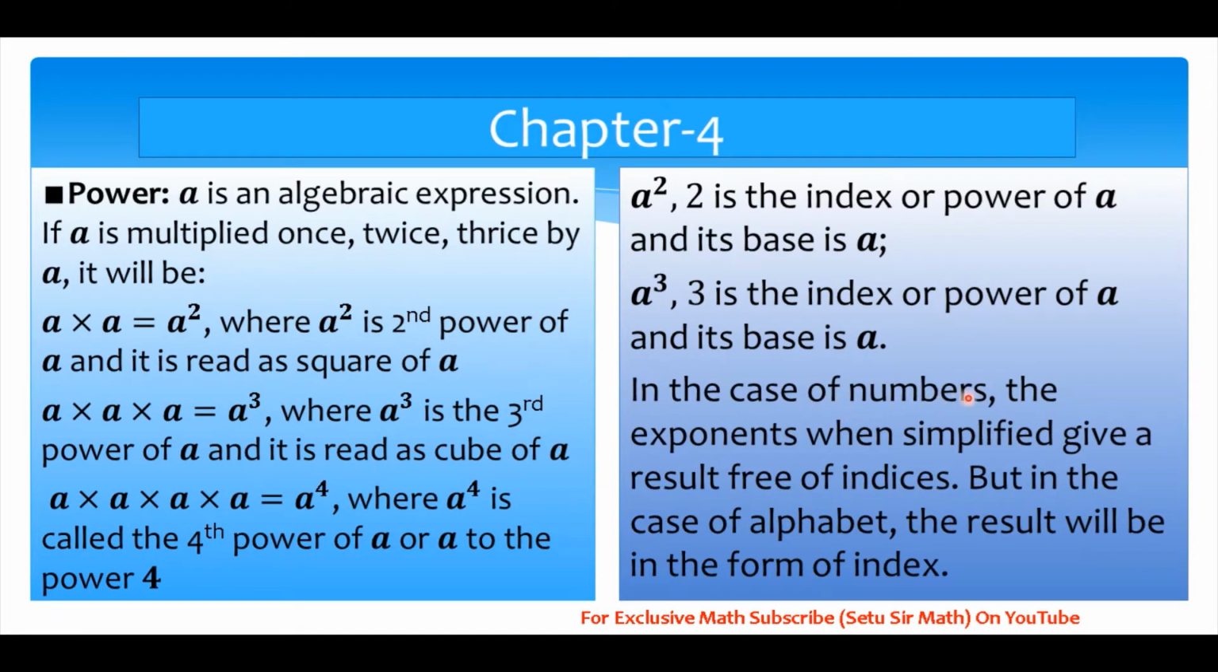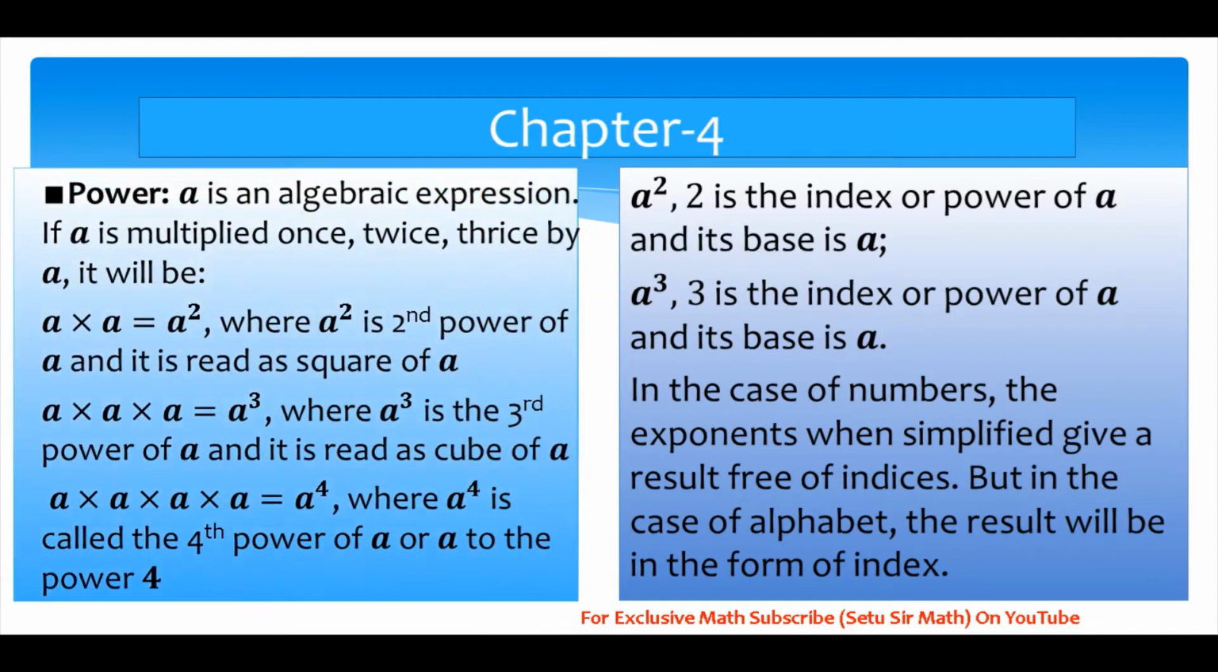In the case of numbers, the exponents when simplified give a result free of indices, but in the case of alphabets the result will be in the form of an index. That means in the case of alphabets the result will be in the form of an index all the time, but in the case of numbers, when we simplify, the result is free of indices, that is, free of power.